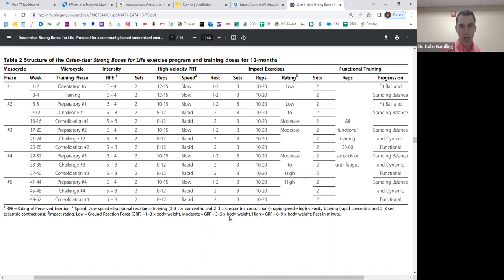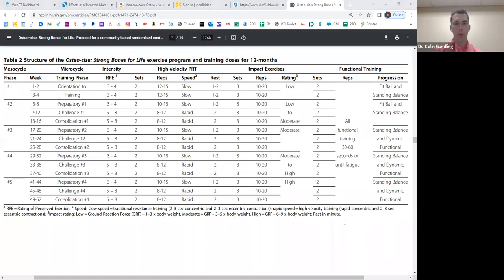But these are a general outline of how we want things to go. Challenge, progressing, but not in a linear nature. And we want a good balance of high velocity, higher impact, and functional training exercise. So that's kind of what we would look to create for most people.